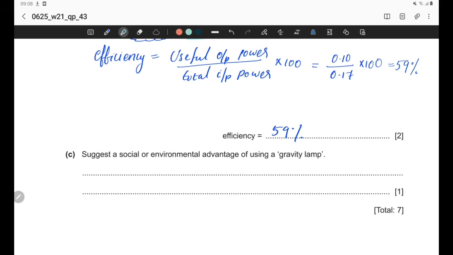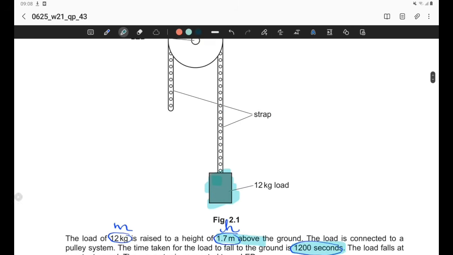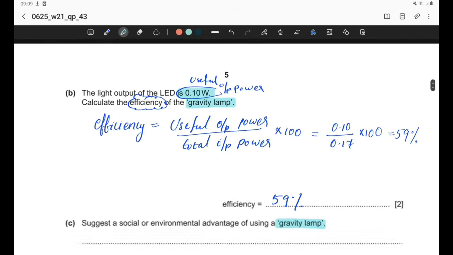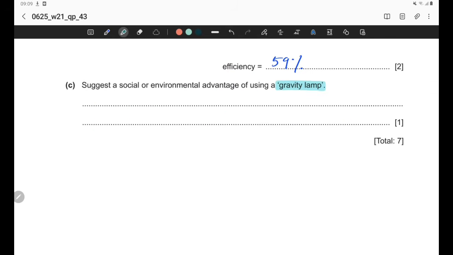Part C, suggest a social or environmental advantage of using a gravity lamp. So here we know how the gravity lamp LED is working. We don't need to use any electricity or any fuel. We are just converting gravitational potential energy into electrical energy so that we can save the environment, because when we are using electricity directly, we have to consume fossil fuels for the generation of electricity. Therefore, we can write no use of fossil fuel. You can write any sensible answer like no air pollution, no greenhouse gases, does not contribute to global warming. Anything related to this pollution you can write in order to score the mark.